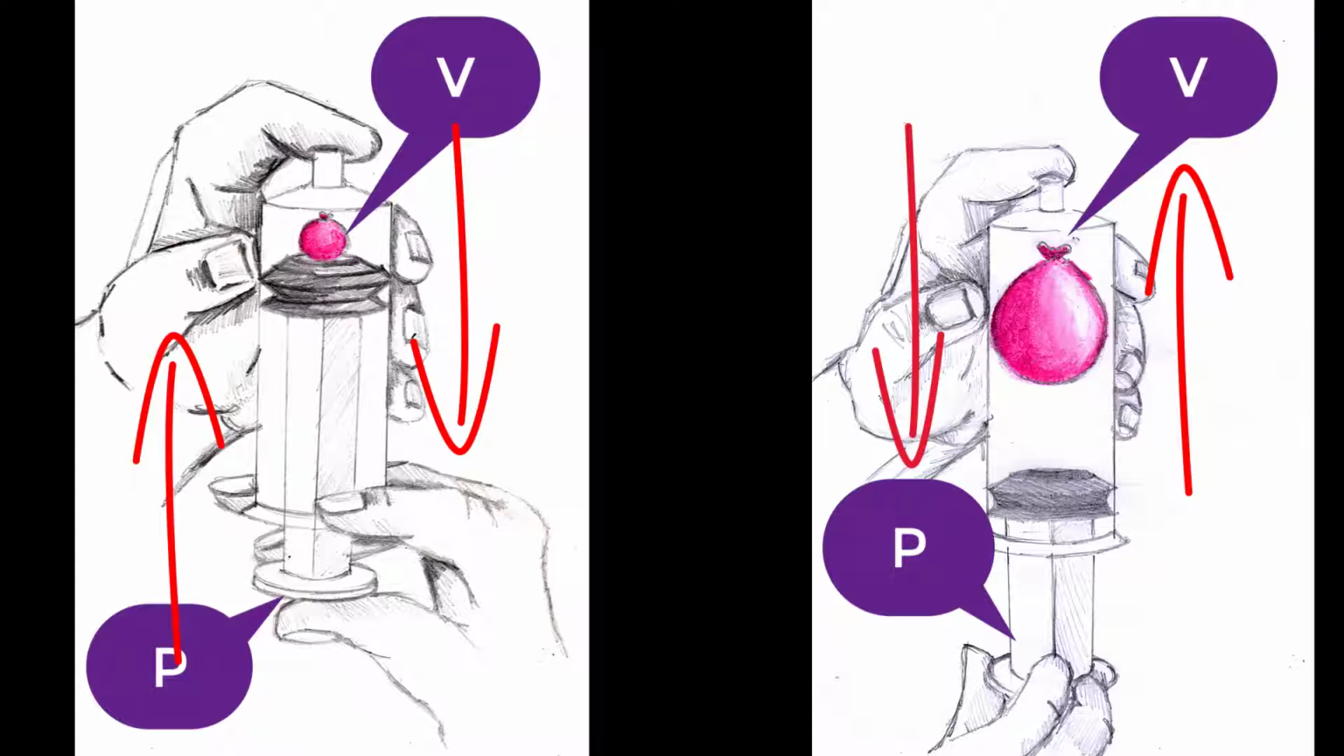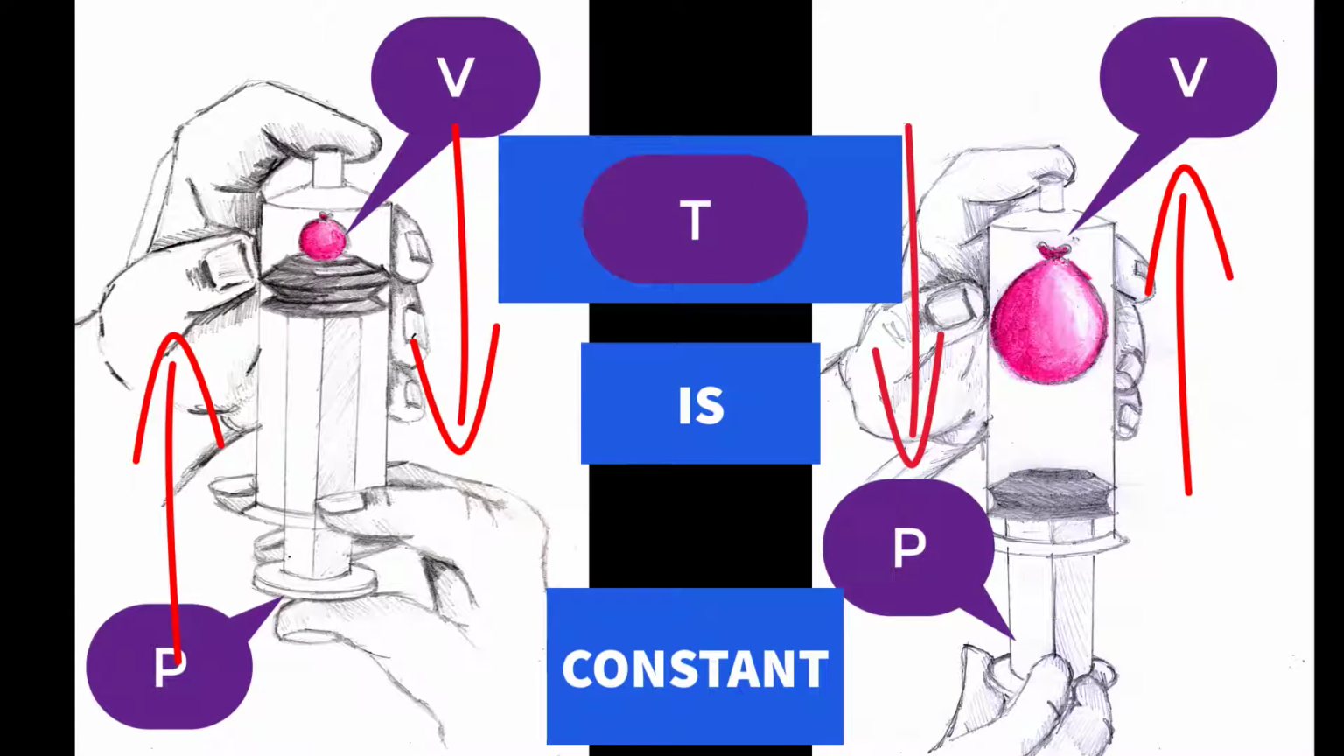Is there any change needed in temperature to make this happen? No. Therefore, temperature will be constant for this formula. So, if we get the word T is constant in any question, then we will apply Boyle's formula. That is P1 V1 equals P2 V2.